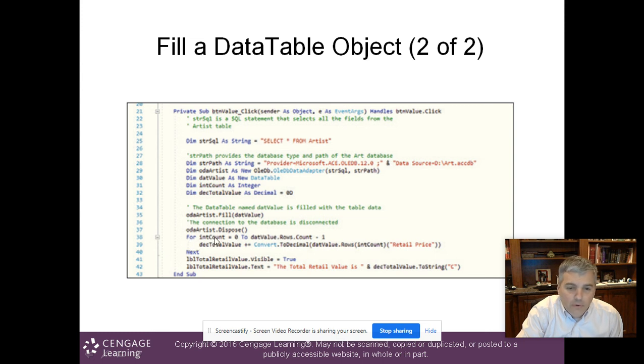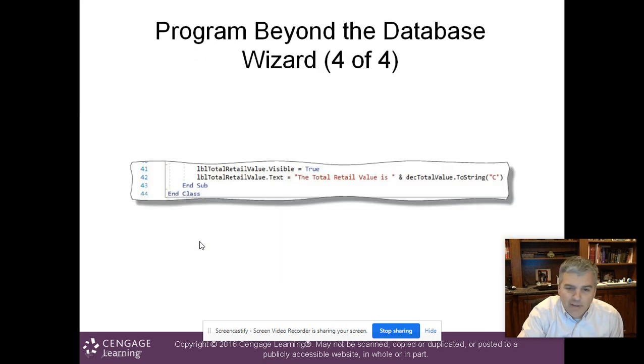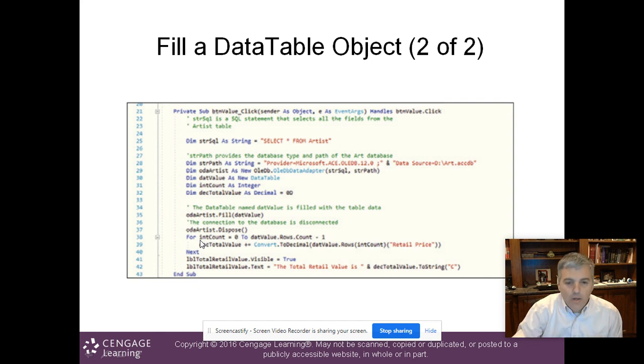So for count 0 to the number of rows in our data table, we're going to loop through all those rows, and we're going to look for the retail price column, and we're going to sum it all up. So we're going to take that total value, go through each row, and add each retail price from that table to our total value. So when we get through all the records, we'll have a sum of all those values. So we loop through that. I think it's 16 times for this one.